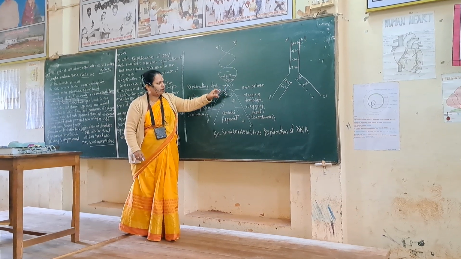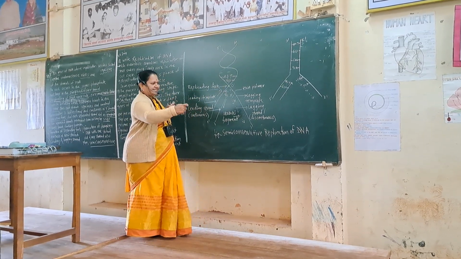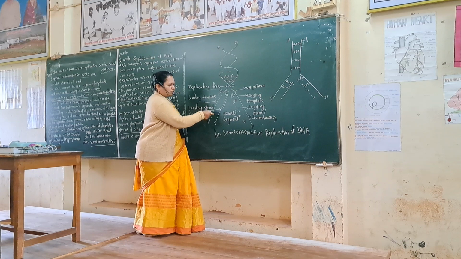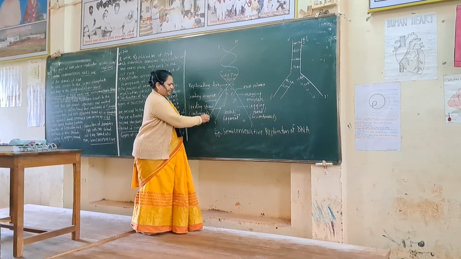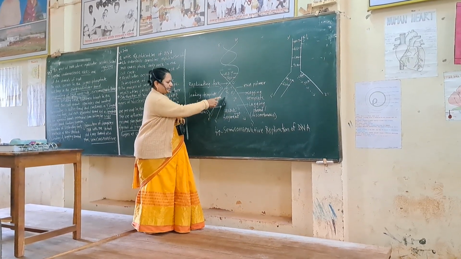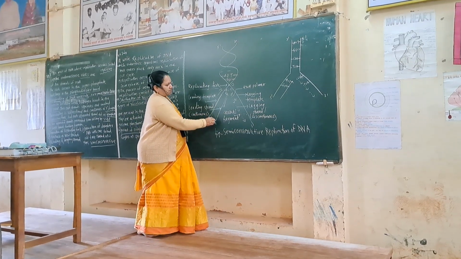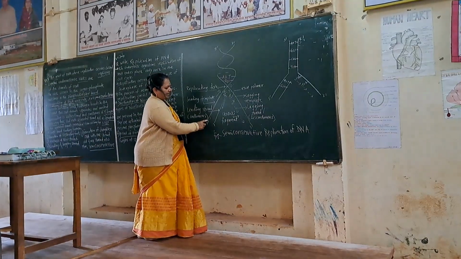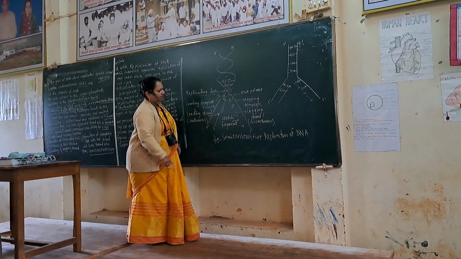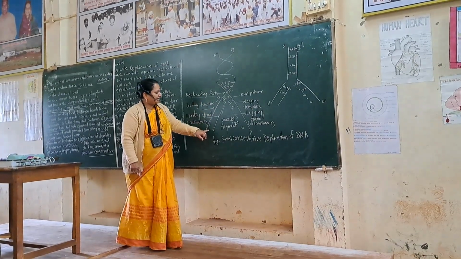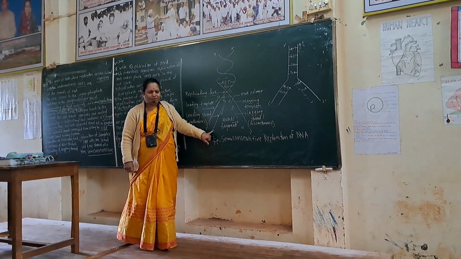When this fork is formed, these two strands get separated from each other. Around this leading template, a new leading strand is formed. When one end of the template is 5 prime, the other end is 3 prime, and the new strand is formed as 3 prime and 5 prime.